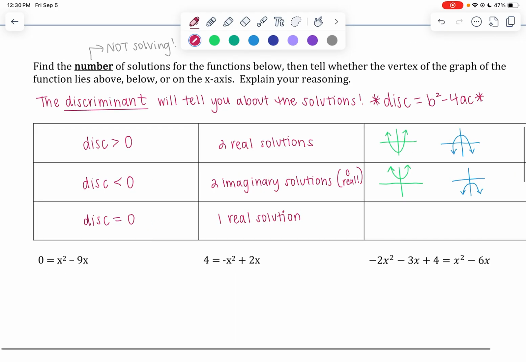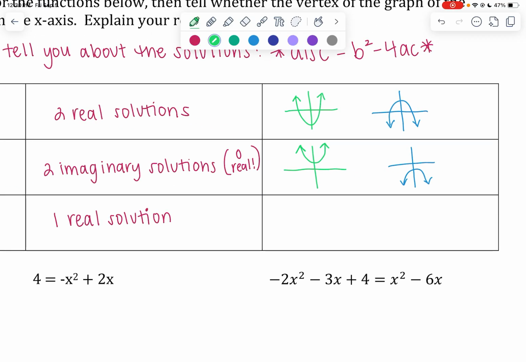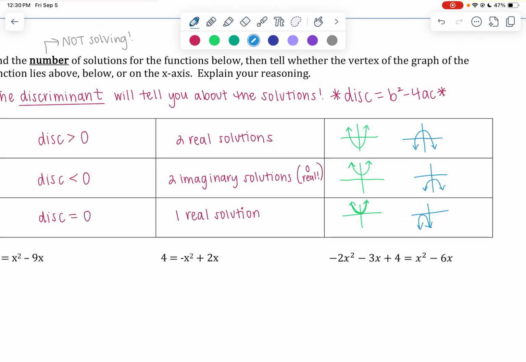And if you had one real solution, that means that this parabola would move so that your vertex is on the x-axis. So either way that it went, your vertex would be on the x-axis. Maybe your parabola is over there, but it would be sitting on it, okay? Or if it's going down, same thing, your vertex is still going to be on the x-axis, okay?